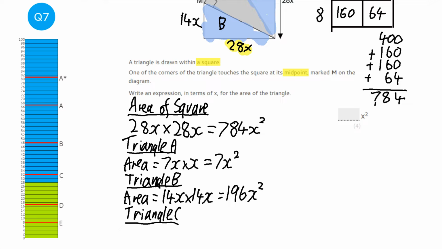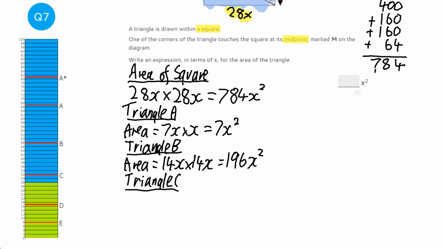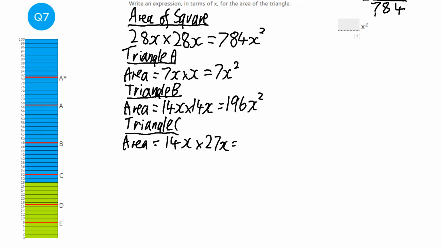Now the triangle C I think is going to be the hardest one. Let's look at which one I'm going to halve. And we might halve that one. Oh, it's green all of a sudden. Right, so it's going to be 14x times 27x. So the area is 14x times 27x. Now we'll do the same thing again as I did before. I'll do it underneath, why not?